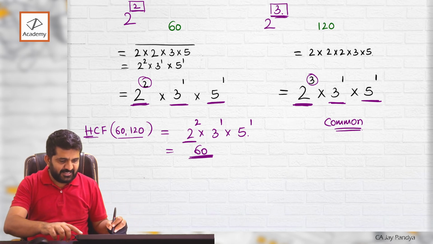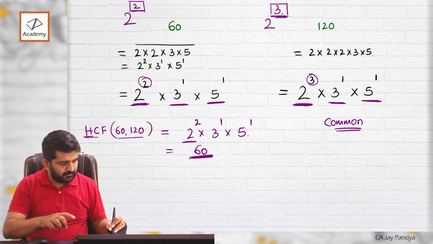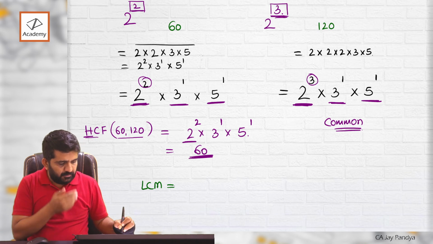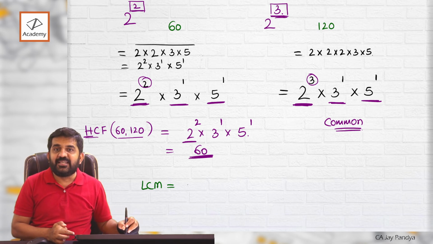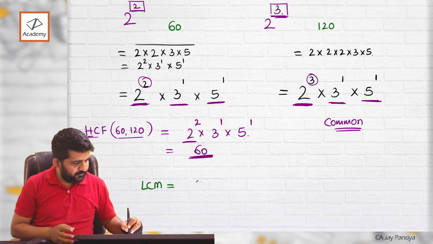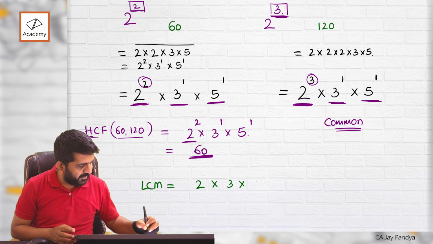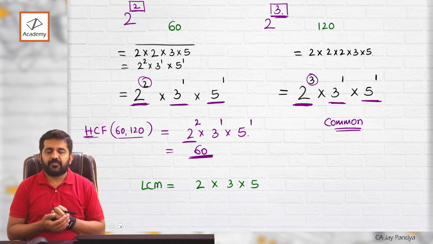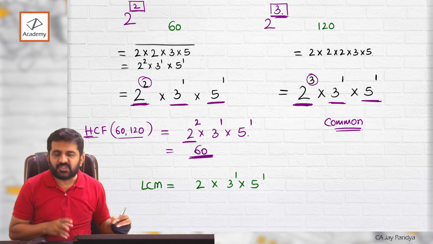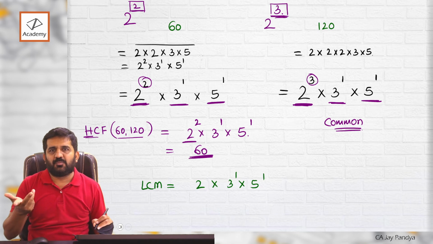Let me take LCM. LCM first. I need to write down all factors. So all factors are also 2, 3 and 5. Right? And 3 and 5 is not having any problem. Why? Because both are equal.